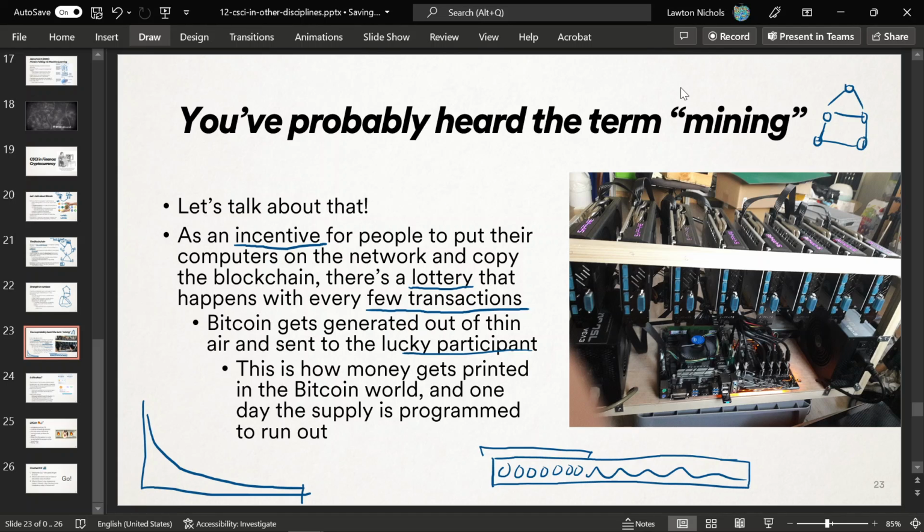Are there any questions about this process? So it's just like computers solving a hard math problem, essentially. And that's what creates Bitcoin.